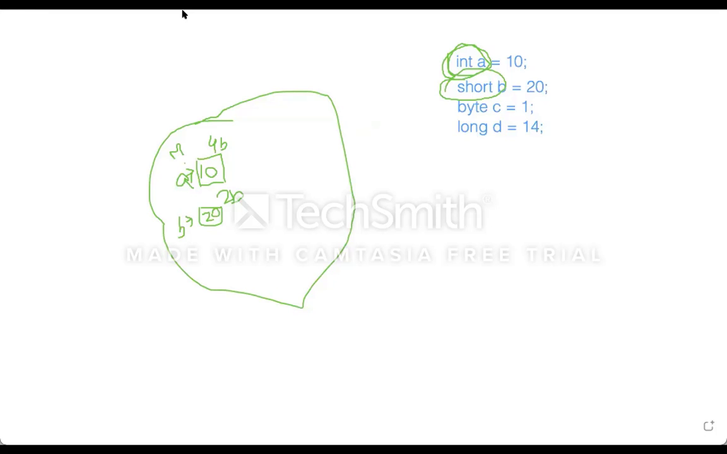Now, as we have seen yesterday, we change the value of a to 20, but we are not declaring it again. We are just changing the value of a. So what will happen in your JVM? It will just erase this and change it to 20 in the same memory block.